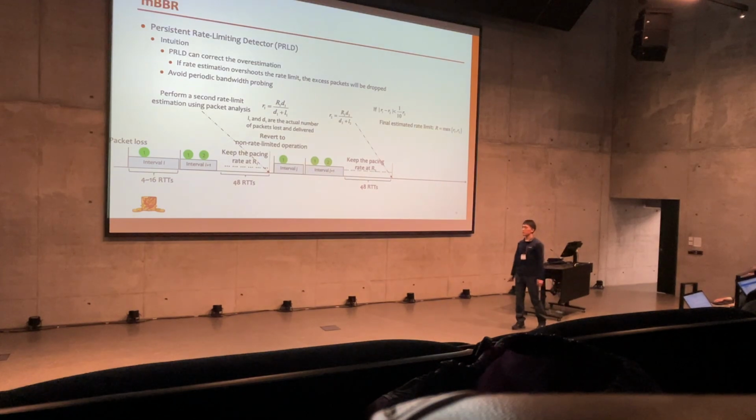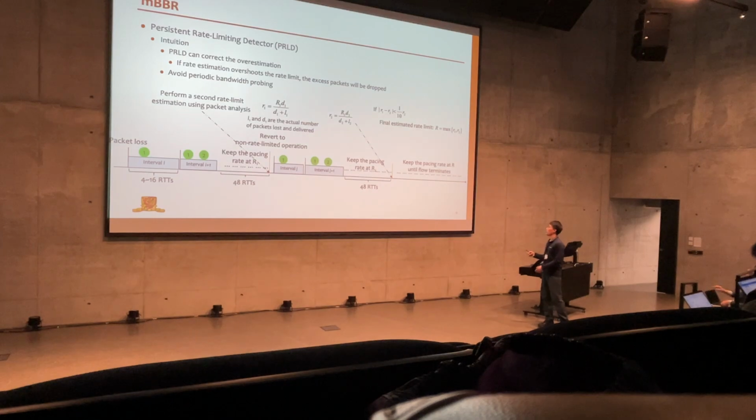If the two refined estimates are very similar, so that the difference is very small, it will keep the pacing rate at the final estimation rate until the flow terminates. So by doing this, it reduces the packet loss caused by the periodical bounce problem, because it keeps the pacing rate until the flow ends.